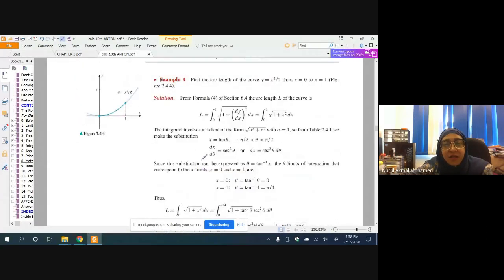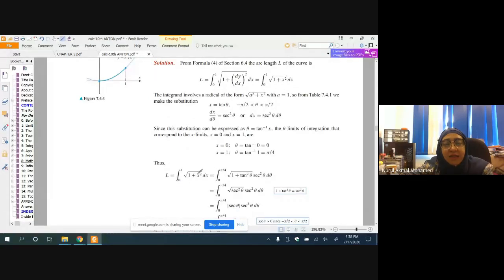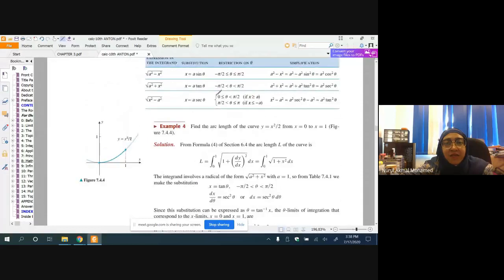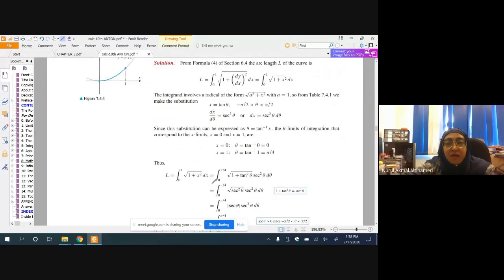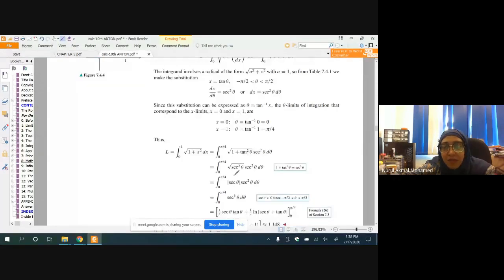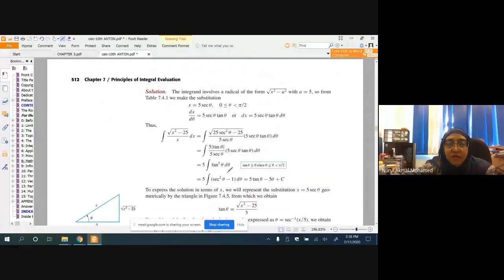But then let's look at this integral. So this is square root of 1 plus x squared, so your a is 1. Okay, and then it involves plus. If you look at this, the substitution that you have to use is x equal to tangent theta. So x squared will be tangent squared theta. Okay, so that is how you solve the integral.